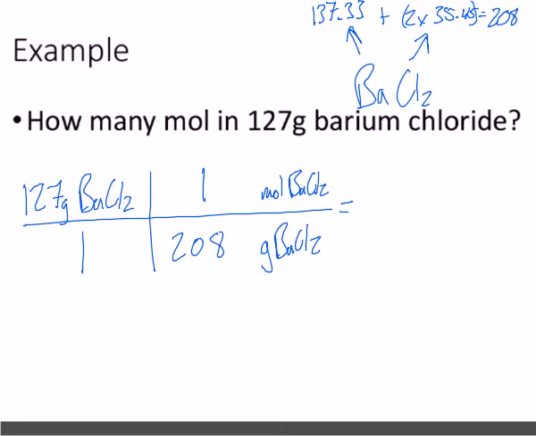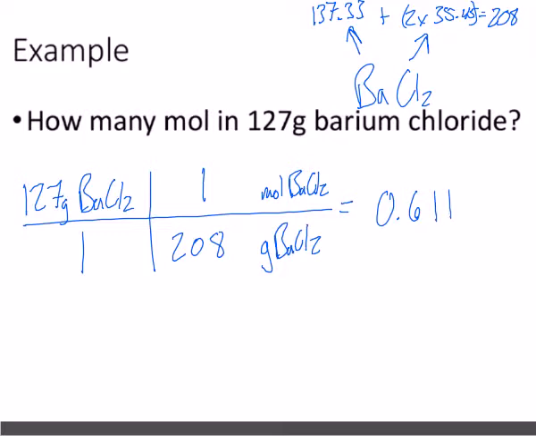127 divided by 208. What do you get for a final answer? How many sig figs should we report our final answer to here? How many did we start with? 3. Syntax error, that's not good. Was it 0.611? 0.610, 0.611, guys.